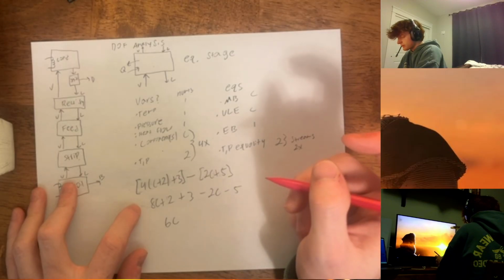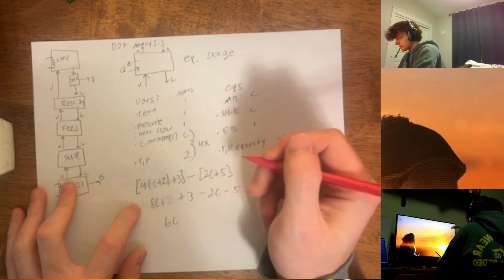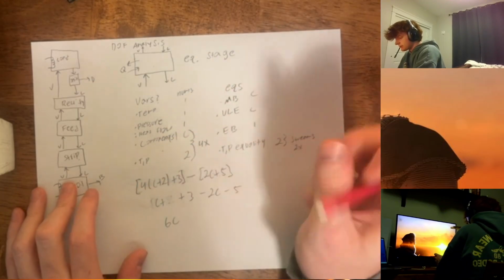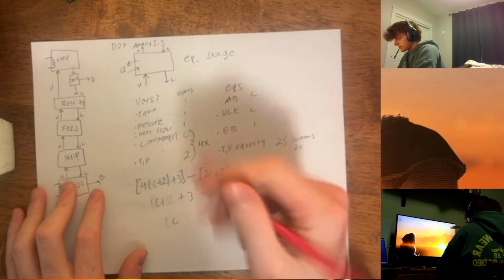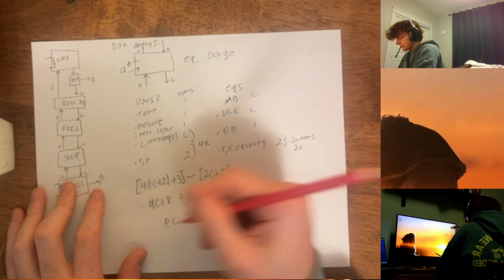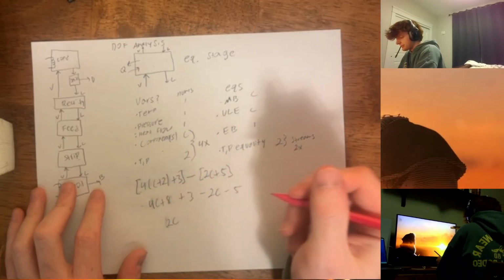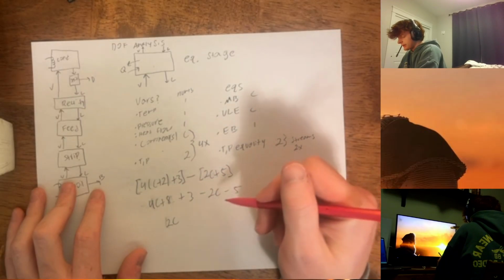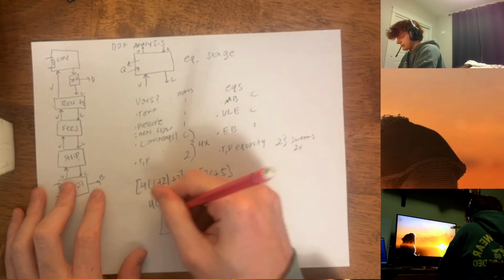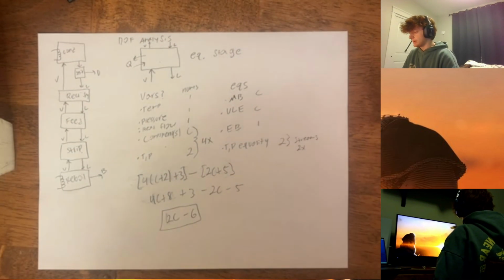and wait, that should be 8. Or it should be 4c plus 8. There we go. So we have 4c minus 2c, so we have 2c, and then we have 11, and 11 minus 5 equals 6, so we have 2c minus 6, and this will be the degree of freedom for our equilibrium stage.